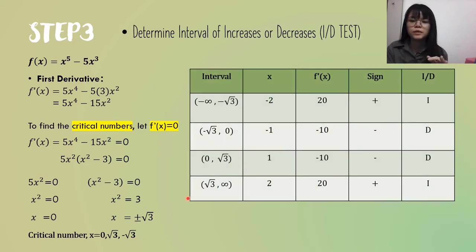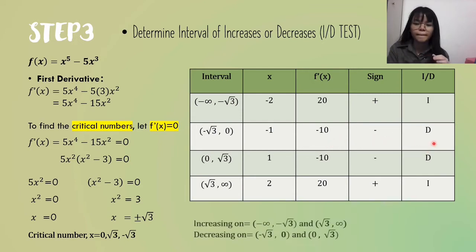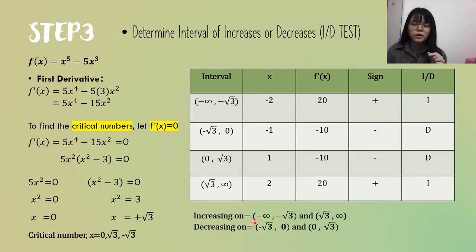Then we can build a table for the I/D test. We write down the intervals, and we can randomly choose a number from each interval, and then we get the answer of the first derivative. If the answer of the first derivative is positive, it means it is increasing. If the answer is negative, it means it is decreasing. So we got the increasing on and decreasing on these intervals.